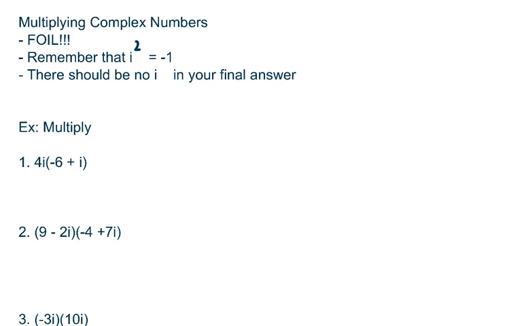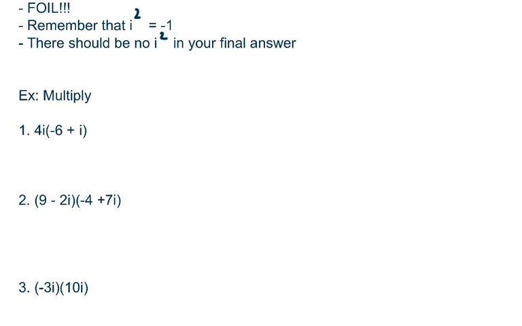We still have to think the FOIL method. And we have to remember, at the beginning of the video I said i squared was equal to negative 1. This is where that will come into play. So remember i squared is negative 1. And when we're done, there should be no i squared in your final answer. And I'll show you how that all works out here in just a second.